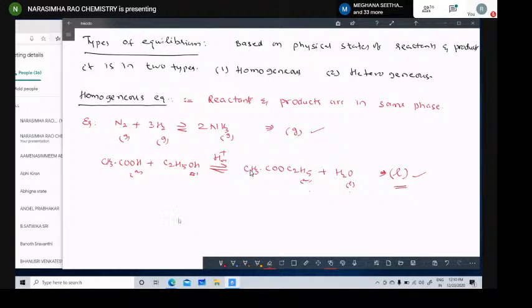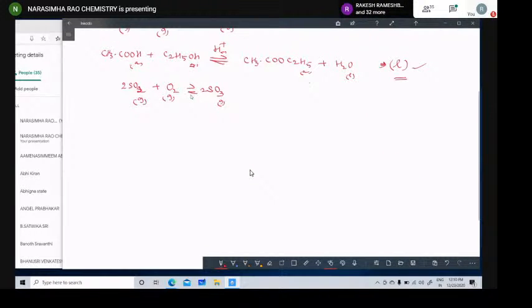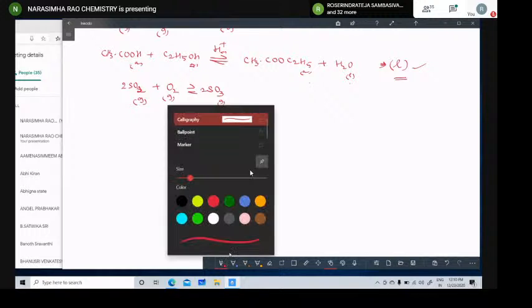Another example I am taking for gaseous: 2SO2 combines with O2 to form 2SO3. Gaseous, gaseous, and gaseous. All are in the same physical state now. That's why it is called homogeneous. Children, is it clear now? Clear. Yes. Now, heterogeneous.